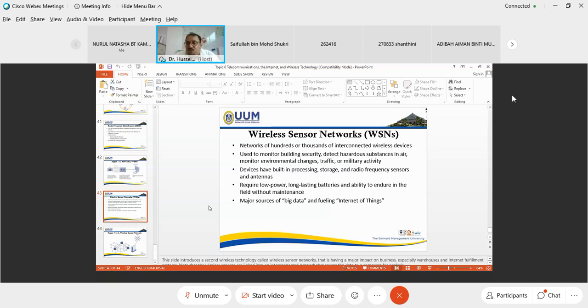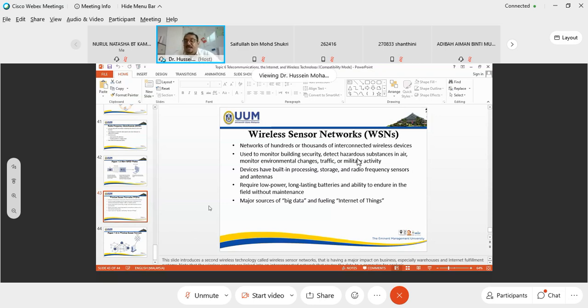Also used to monitor building security, detect hazardous substances in air, monitor environment changes, traffic, or military activity sometimes in the borders. Devices have built-in processing, storage, and radio frequency sensor and antennas. Also require low power. This is the beauty of that. It can stay 1 year, 2 years, 3 years out there with no problems. Long-lasting batteries and ability to endure in the field without maintenance for a long time.